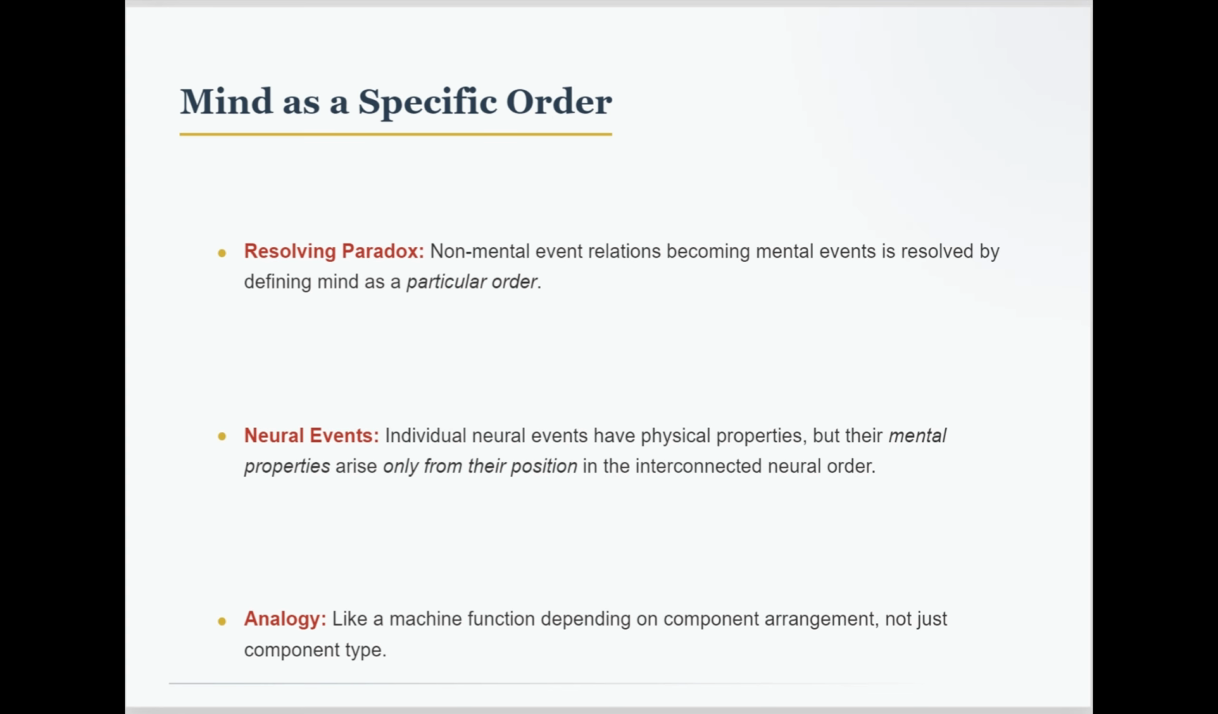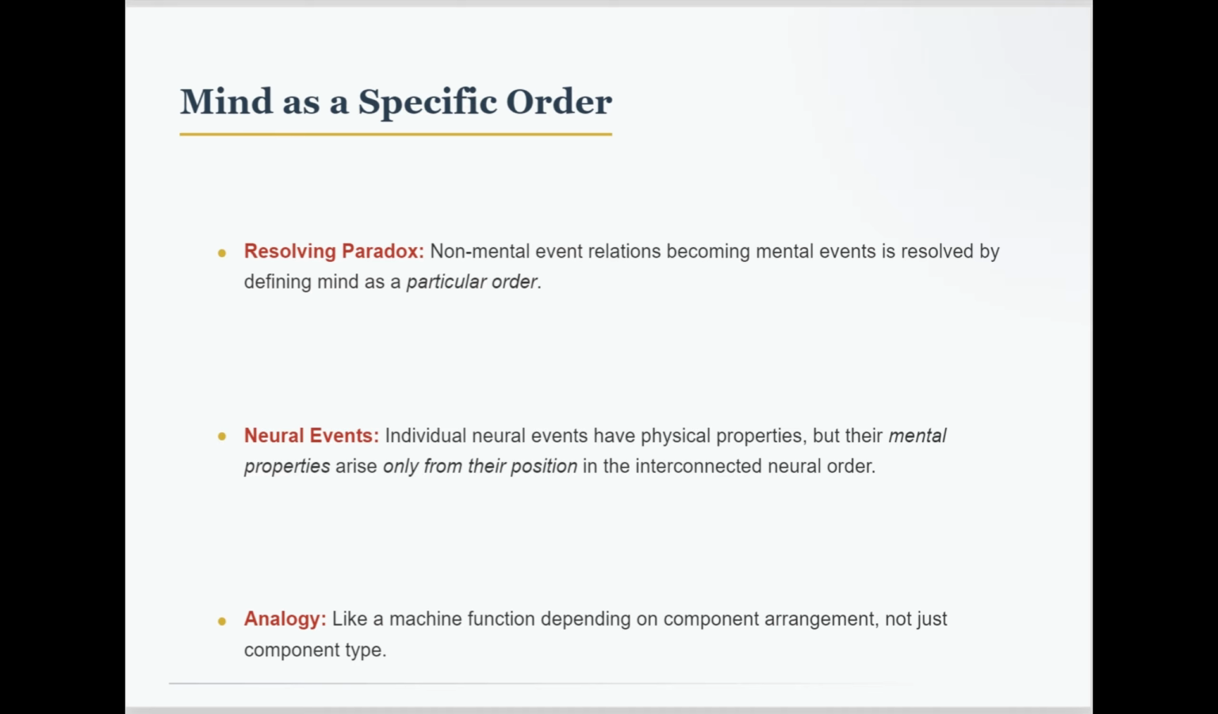This brings us to a fascinating point. How do non-mental events, like neural firings, somehow become mental events, like perceptions? It seems paradoxical. But the paradox dissolves if we accept our definition of mind as a particular order. Think about a single neuron firing. On its own, it's just an electrical signal. Its properties are purely physical.